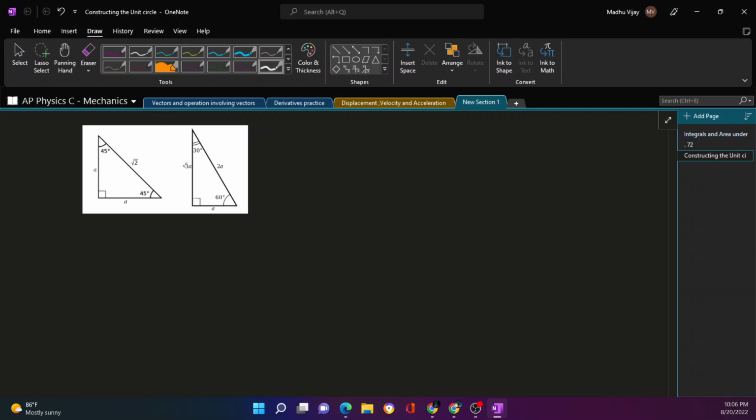So we have our two special right triangles. These are two very common right triangles, the 45, 45, 90, and 30, 60, 90. Given these, we can actually get a lot of information for the unit circle. Now the unit circle, what it actually means is that it's just a circle with a radius of 1.